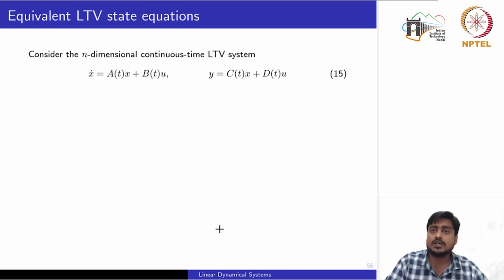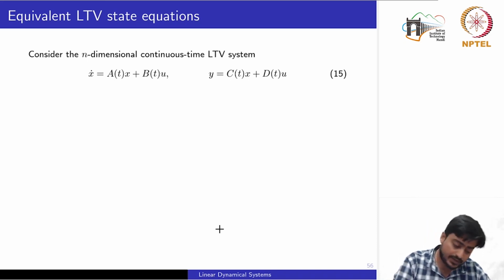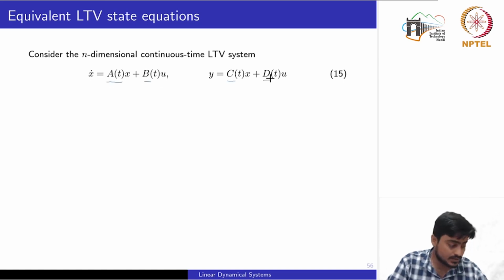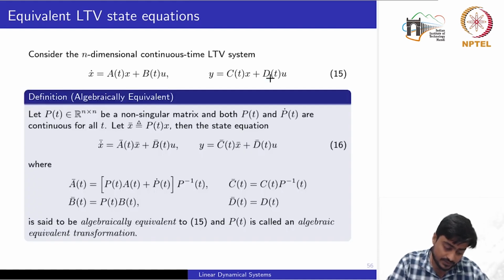Now moving towards the LTV case. In LTV systems all these matrices would be time-dependent matrices. Similarly, first of all we define the algebraic equivalence. Here we define a non-singular matrix P(t), which is also an n cross n matrix. This P(t) is also assumed to satisfy these two properties: that P(t) and the derivative of P(t) are continuous for all time t.